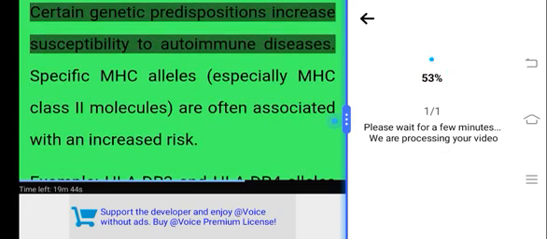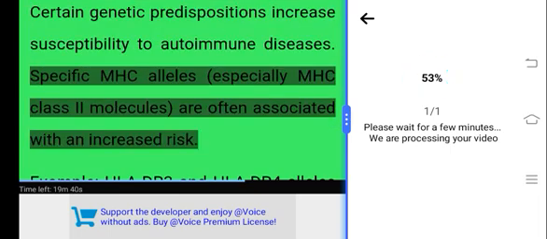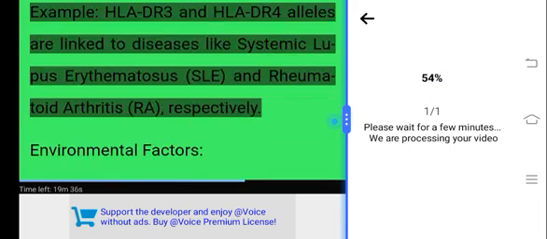Genetic factors. Certain genetic predispositions increase susceptibility to autoimmune diseases. Specific MHC alleles, especially MHC class II molecules, are often associated with an increased risk. Example: HLA-DR3 and HLA-DR4 alleles are linked to diseases like systemic lupus erythematosus (SLE) and rheumatoid arthritis (RA), respectively.